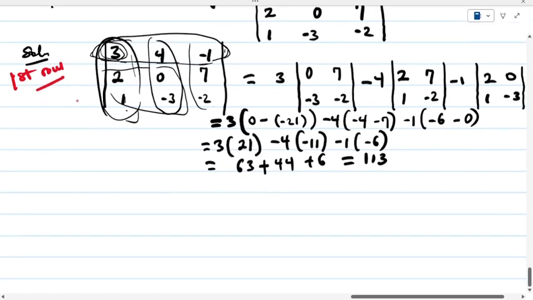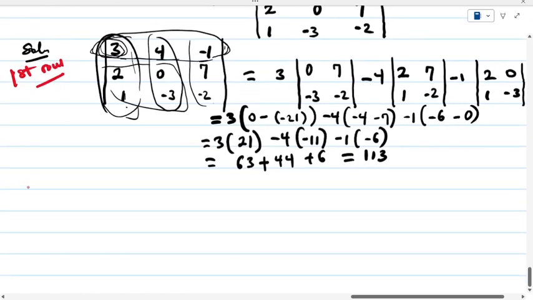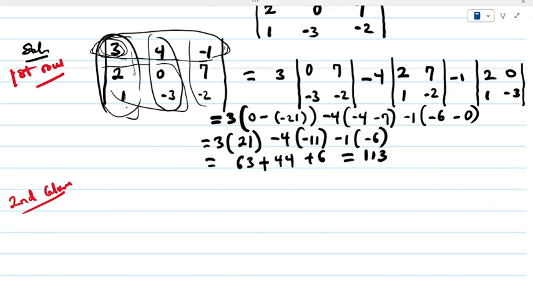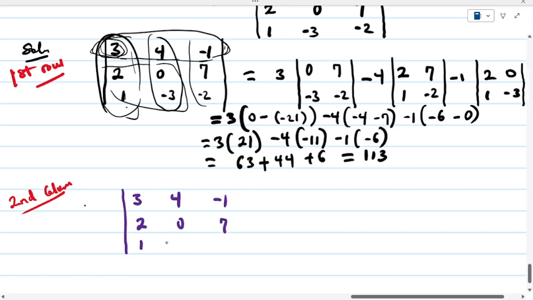So let me just pick any random. Let me make use of a column now. Let me pick the second column. Using the second column, you will see that the result will still be the same. So there are 6 ways whereby you can find the determinant of a 3 by 3 matrix, not just the single way you knew. We have 3, 4, minus 1, 2, 0, 7, 1, minus 3, minus 2.